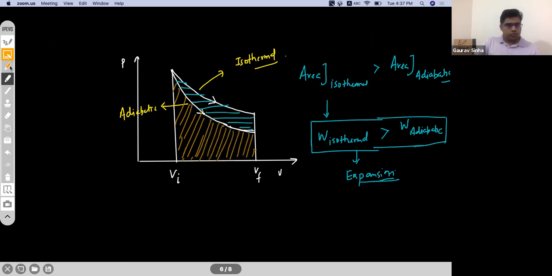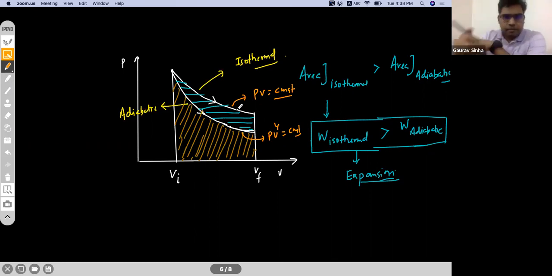This is for isothermal. So for this graph, we can write PV equals constant. And for this graph, it is PV to the power gamma equals constant. Expansion. So what we can say here is, as the power of V is increasing, from 1 to 1.6 or 4 or 3, whatever, the graph is shifting down, right? So as the value of gamma increases, the graph shifts down. That is what we can conclude, right?